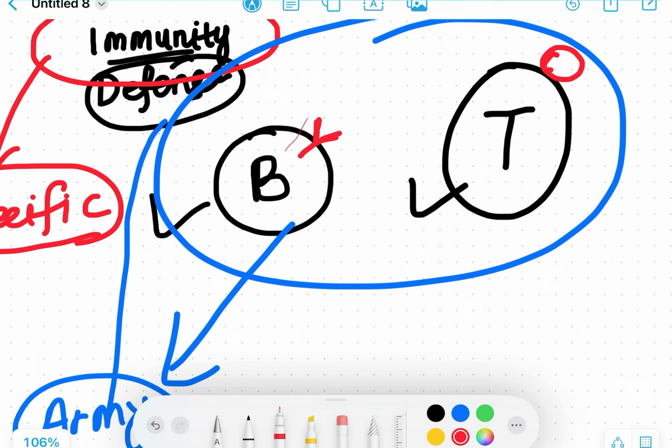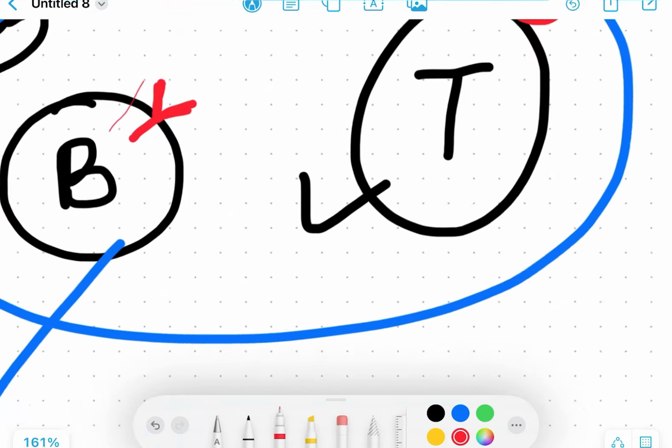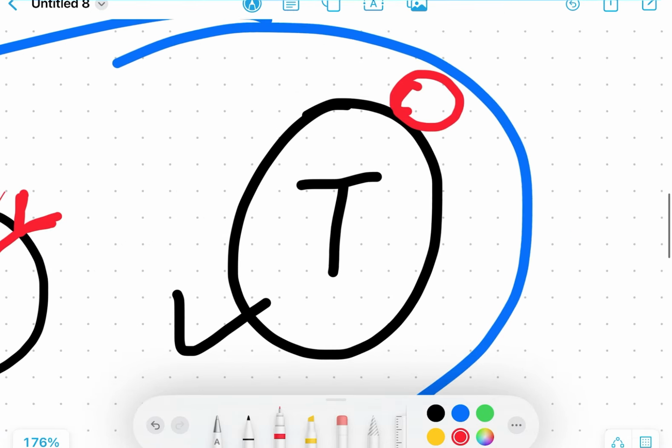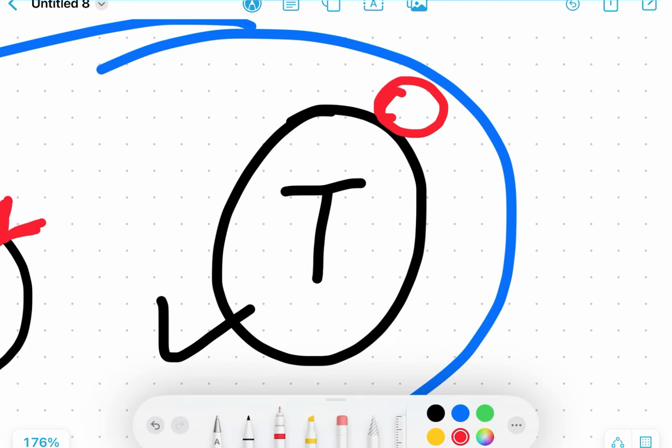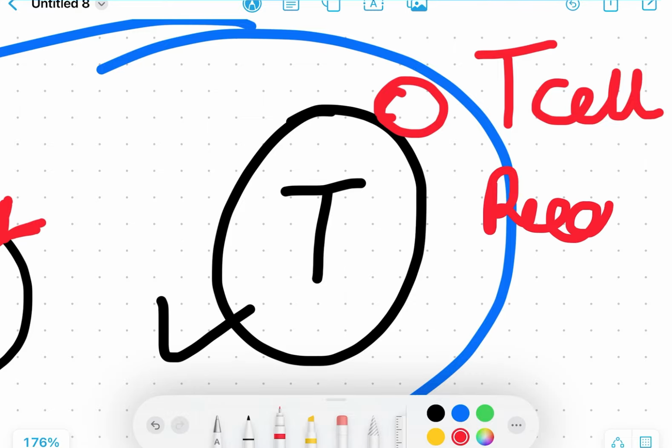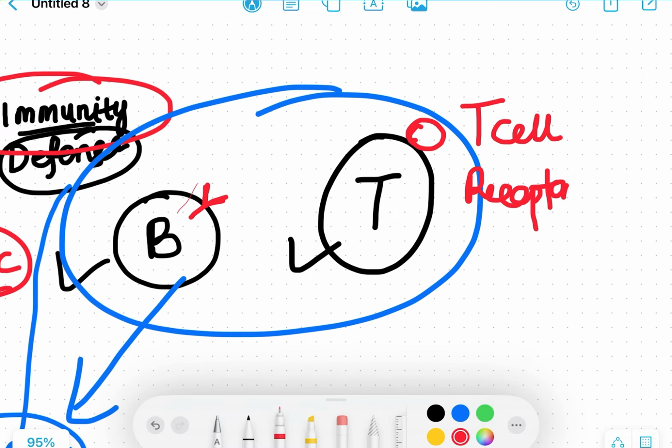It is like an antibody, but it is not. It is like a receptor. It's called T cell receptor, TCR. We will not go directly for TCR. Remember first, we'll make it easy in a way that you would understand. T cell receptor. This is T cell receptor, and this is antibody.